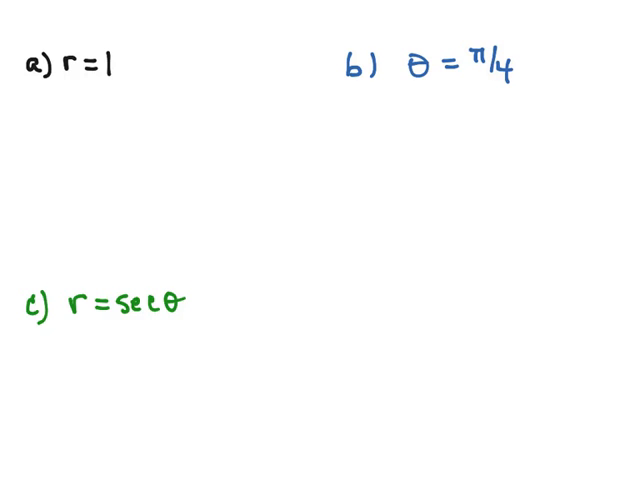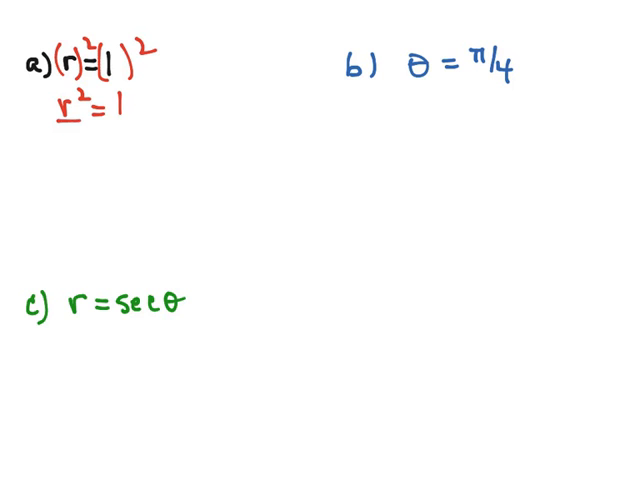In this example, we have polar equations and we want to convert them to rectangular equations. So we're going to use algebraic techniques. In example A, we have r equals 1. So one technique we can use is to square both sides of the equation. When we do that, we'll have r squared equals 1.